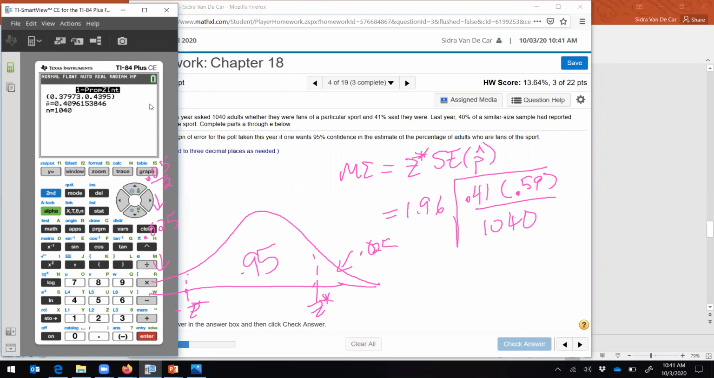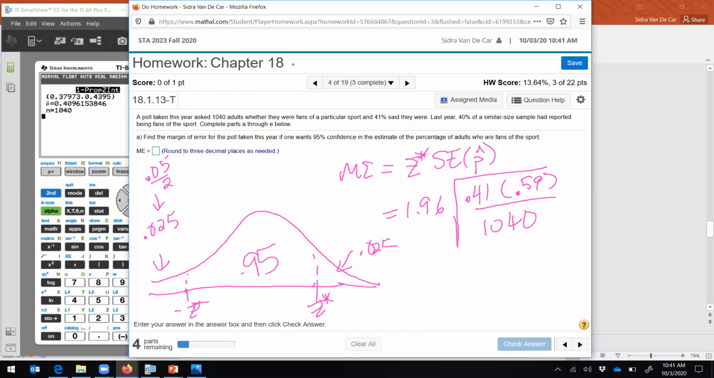Well, my margin of error is half the distance of the confidence interval. So I'm going to draw this out for you so you understand what I'm saying here. See this 0.37, so we'll call that 0.38. 0.38 is here on the number line, and 0.44 is here on the number line. Directly in the middle is the p-hat value.